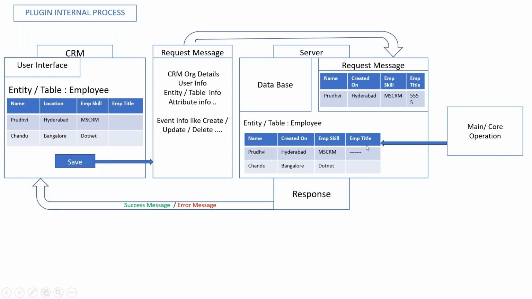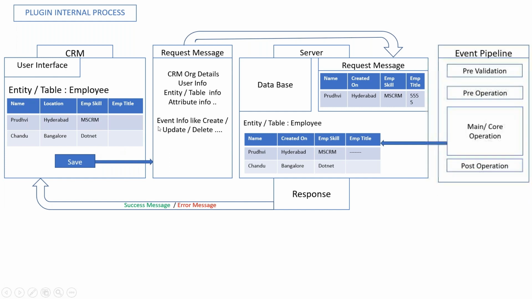Now once this has been received by the database, a response will be sent back to the server. You are saving this information, so you need to check whether the same data was sent or not. The response is sent back to the CRM and communicates the result. If there is any error message, it will throw an error. If there is no error message, it will be successful. Whatever the response, either error or success, comes back to the CRM.